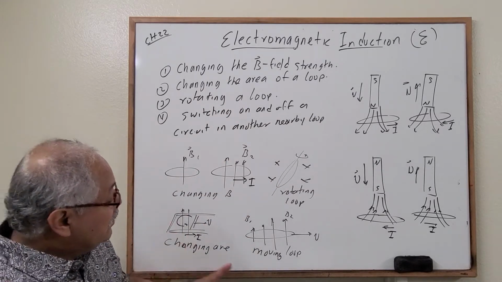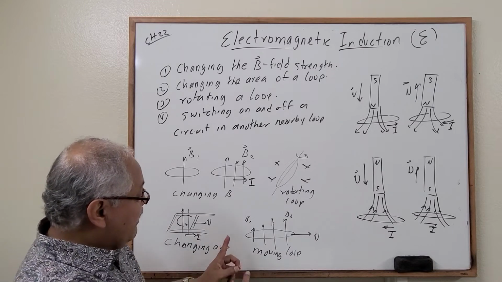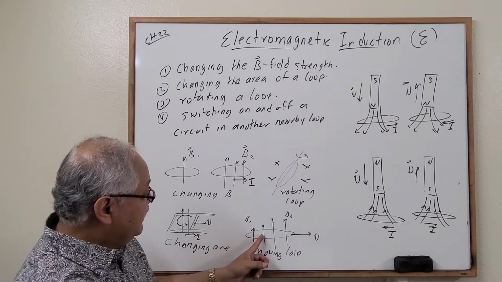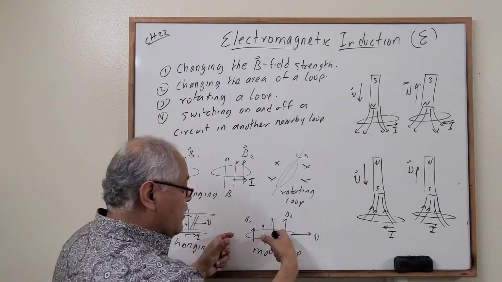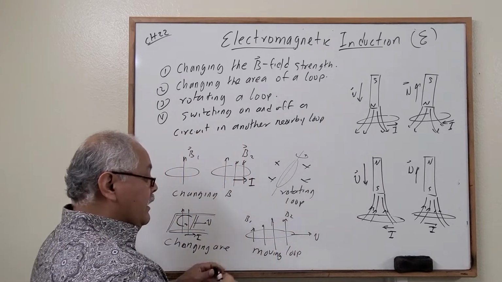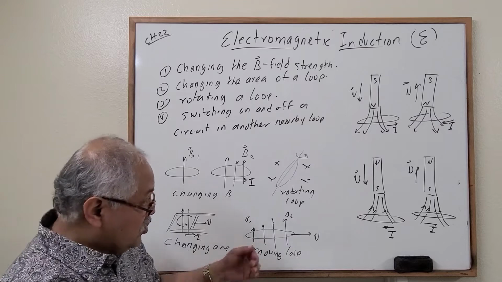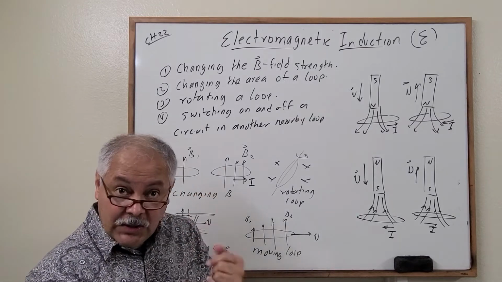Great. Another way is this one. Imagine that we have a section, an area where the magnetic field increases. If we take the loop moving inside of this change of magnetic field, we also induce current.